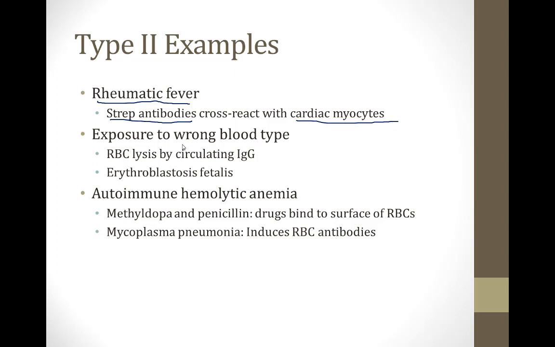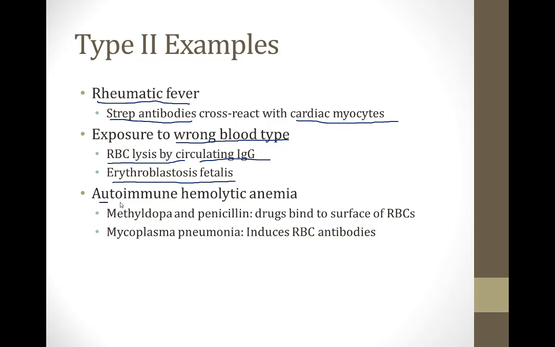Another classic example is exposure to the wrong blood type. If you are exposed to the wrong blood type, you may have lysis of the transfused cells by circulating IgG, and this is what causes erythroblastosis fetalis when Rh-negative mothers have Rh-positive babies.